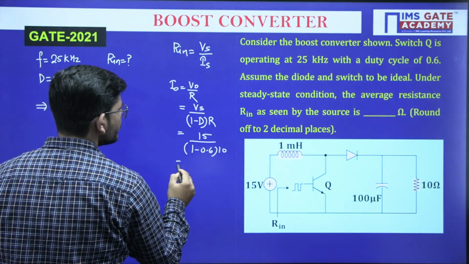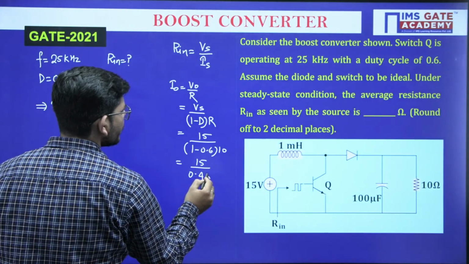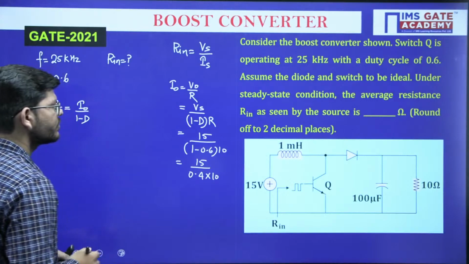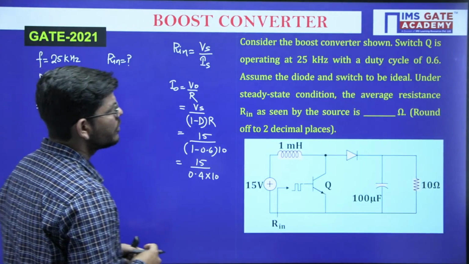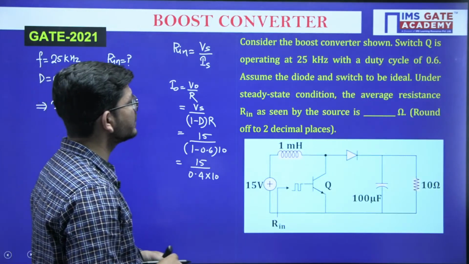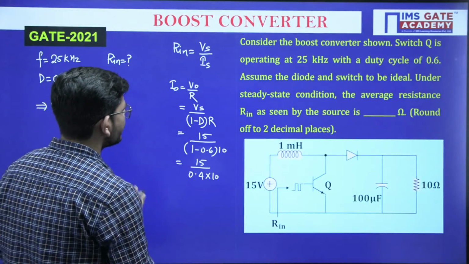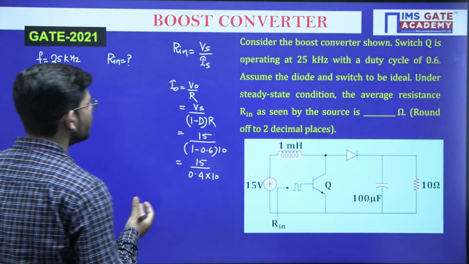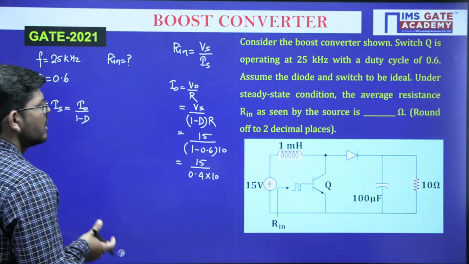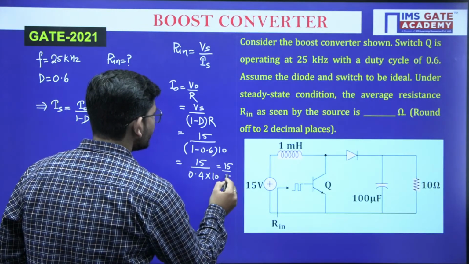10 ohm. So how much we will be getting here? 15 divided by 0.4 into 10. Isn't it? Duty cycle is given 0.6. So this is what we will be getting here. Yes or no guys? This is the boost converter that we have. So we will get the value of I naught. Is it correct? V naught upon R, Vs upon 1 minus D, that's fine, R, and this is how we will be getting the thing. So this will be equals to 15 divided by 4.